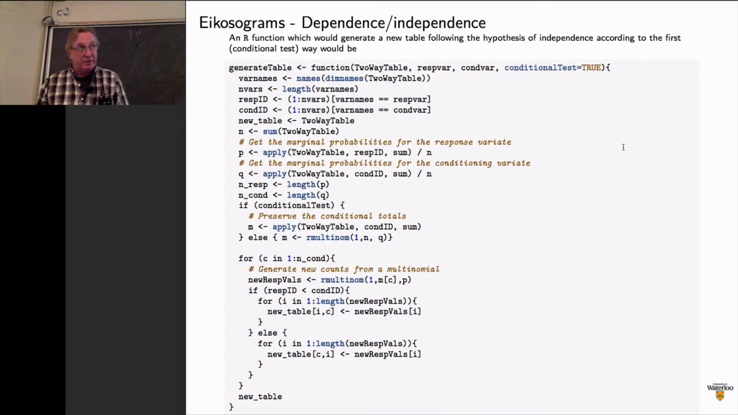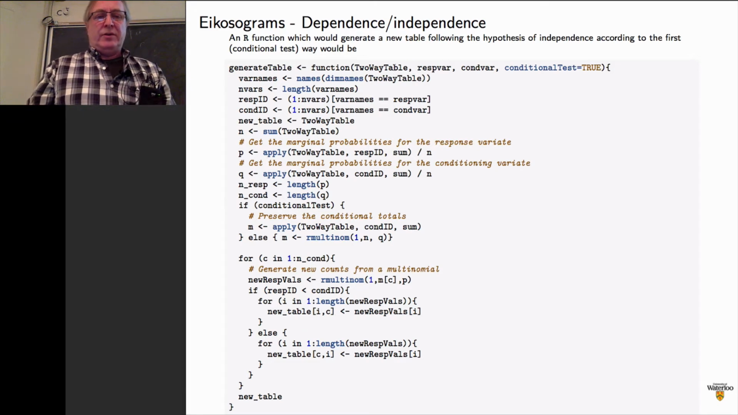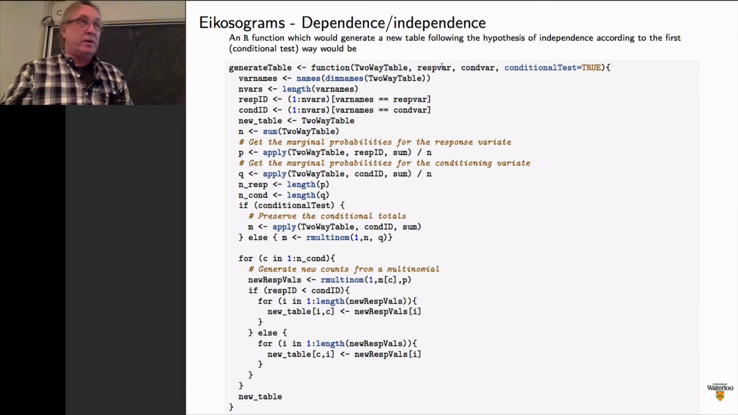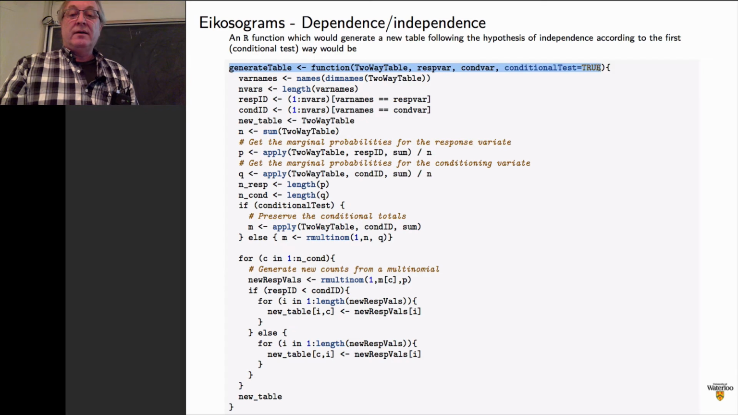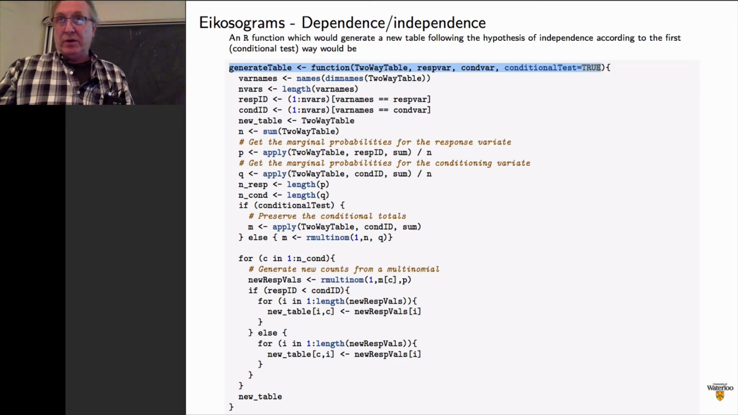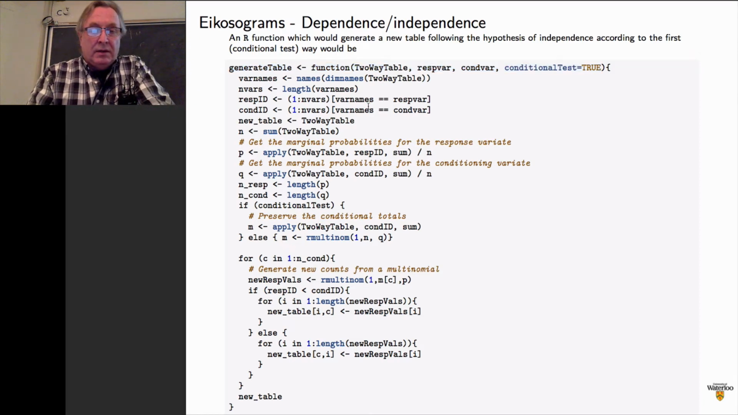So let's figure out how we're going to do this. I have to have some code that'll generate a table. And I need the two-way table that I'm working with, identify which one is the response, which one is the conditioning variate, and whether I want to do that conditional test or that unconditional test. So this last thing is just a flag that's for you to choose between which one of those ways you want to generate data. Okay? So most of this is going along to get the information about marginal probabilities for the y and marginal probabilities for the x, for the rows and the columns.